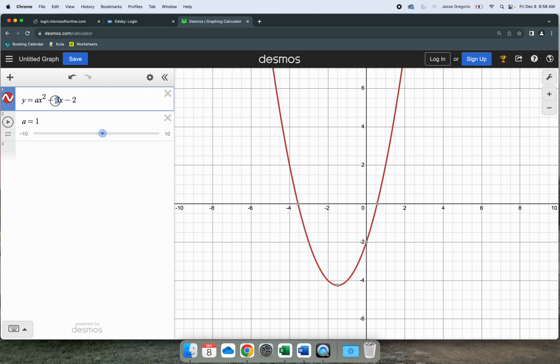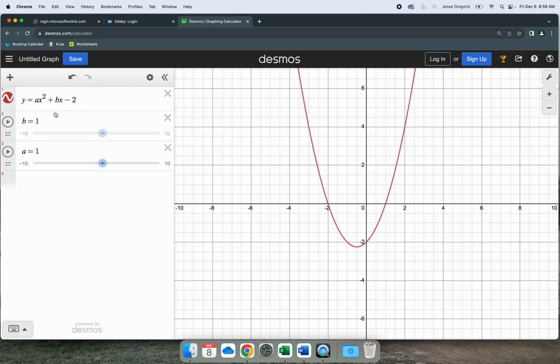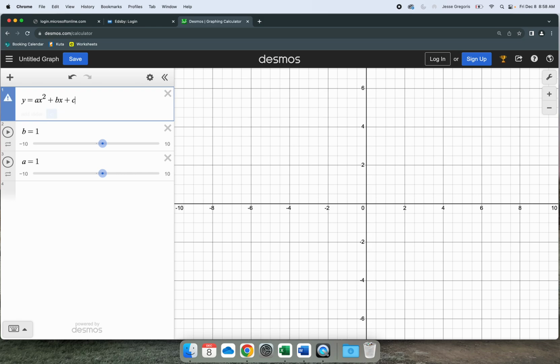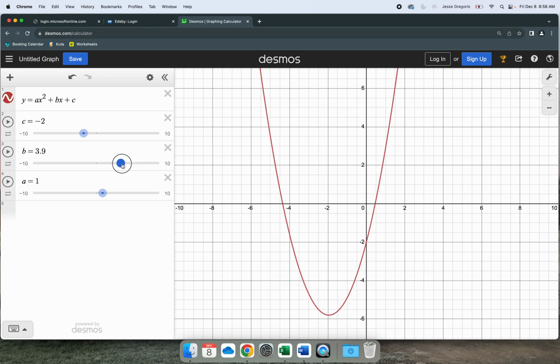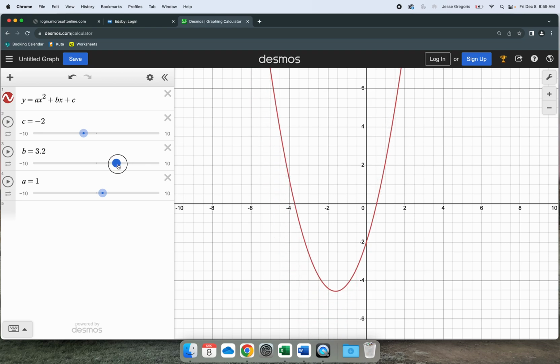The second coefficient, the coefficient of the x to the power 1 term, is b. So we'll add a slider for it. And the third coefficient is c. So we'll change it to plus c, and we'll add a slider for it. So remember, our c value was -2. Our b value was positive 3. And our a value was positive 2.